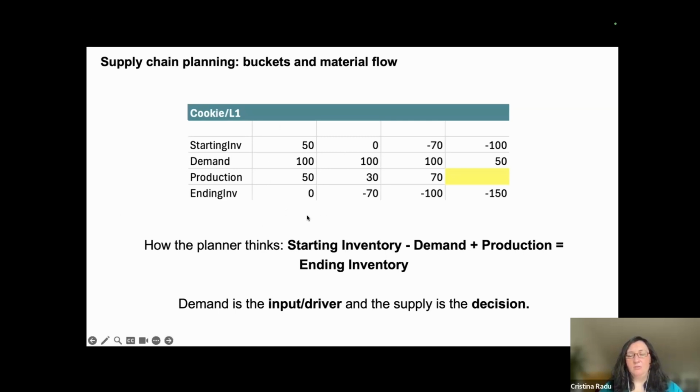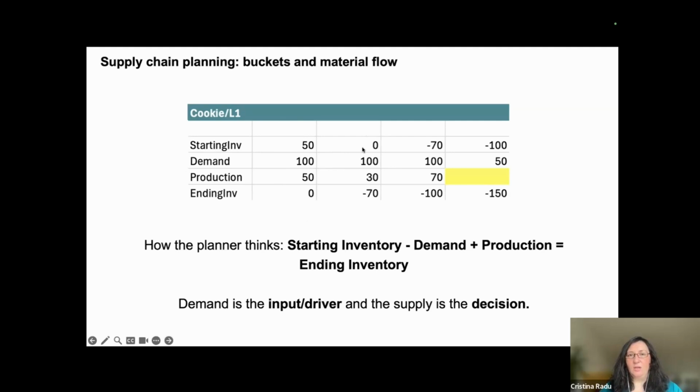But how do all those planning views work? What you do is you look at the starting inventory. You subtract the demand, so this is the customer demand. You add the production, which is how much you can produce in that bucket, and then by doing a little bit of maths, you get the ending inventory.